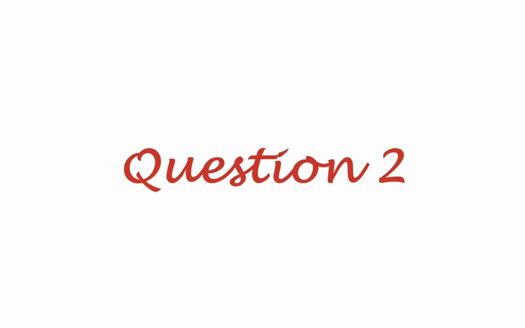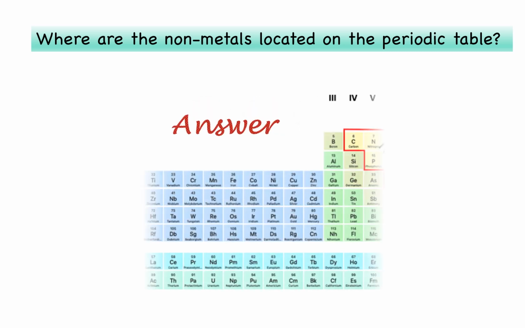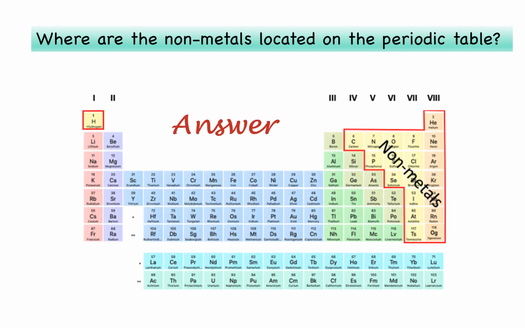Question 2. Where are the nonmetals located on the periodic table? Answer. The nonmetals are located on the right-hand side of the zigzag line on the periodic table. An exception is hydrogen, which is located on the far left-hand side on the top.